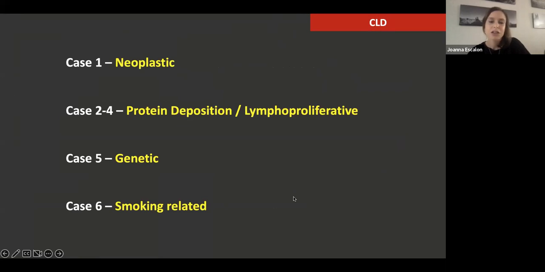I've divided this next section into a couple cases. One, we'll start with a neoplastic cause of cystic lung disease. Then we'll do 3 cases that have to do with protein deposition and lymphoproliferative processes. 1 case of a genetic cause of cystic lung disease, and a last case of smoking-related cystic lung disease.